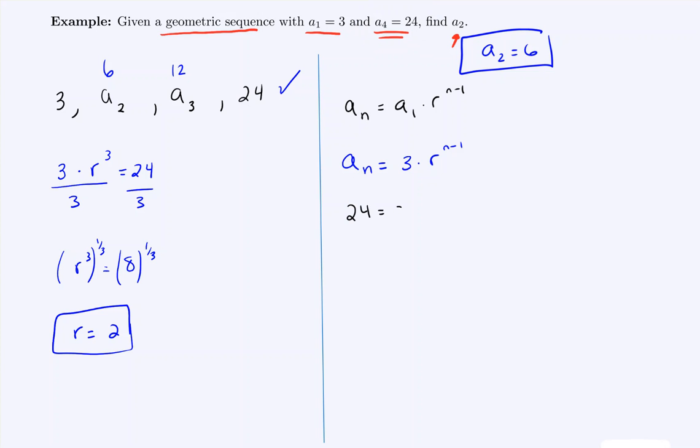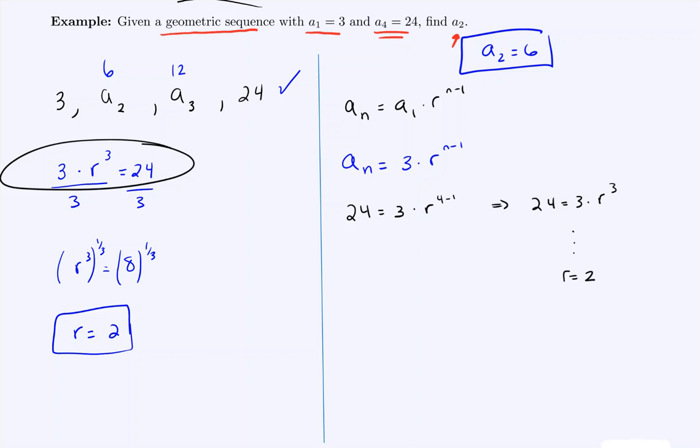24 equals 3 times the common ratio to the 4 minus 1. That gives me 24 equals 3 r cubed. We get the exact same equation as before, just through a slightly different approach. We divide both sides by 3, take the cube root, and we get the common ratio is 2, which we then multiply by 3 to get the second term of 6.